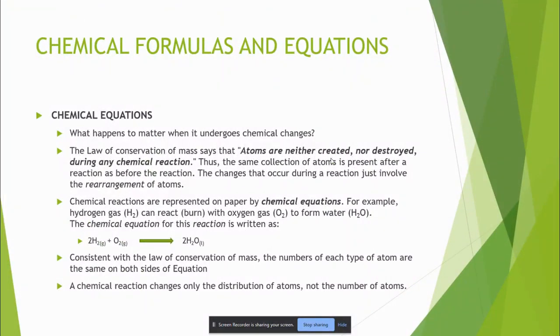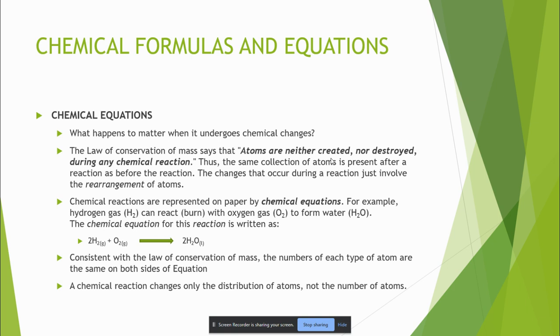So moving to the next thing. We are still on the chemical equation now. What happens to matter when it undergoes chemical changes? Don't forget, chemical changes change their chemical composition. That means something is being converted to another thing. That's why they say these substances have been formed.